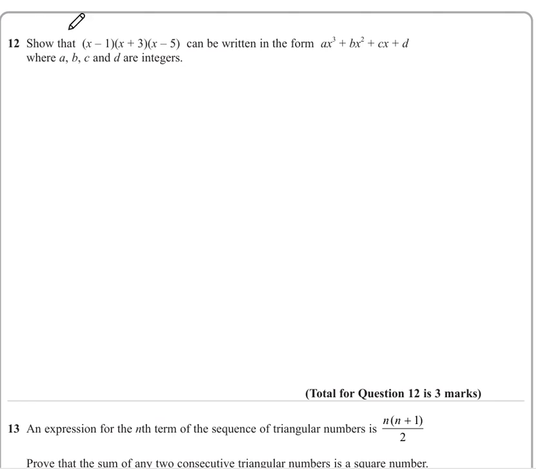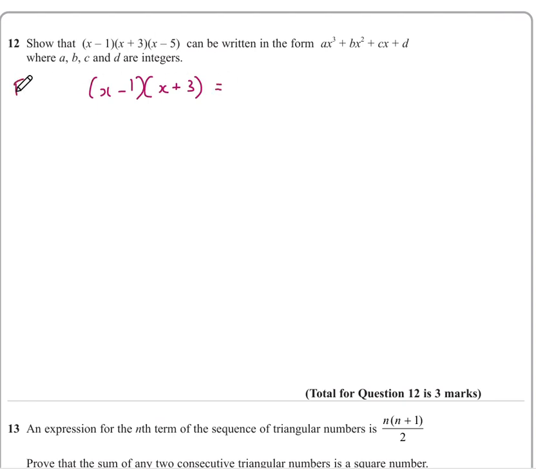Question 12. Show that x minus 1 times x plus 3 times x minus 5 can be written in this form, where a, b, c, and d are integers. So just a reminder, integers, whole numbers, they can be positive or negative, so they don't necessarily all have to be plus terms. Okay, key to this question is stay quite organized. Let's multiply out. Well, you may well have multiplied any 2 of the brackets together. That's absolutely fine. You can start with any of them. I'm just going to start with the first 2.